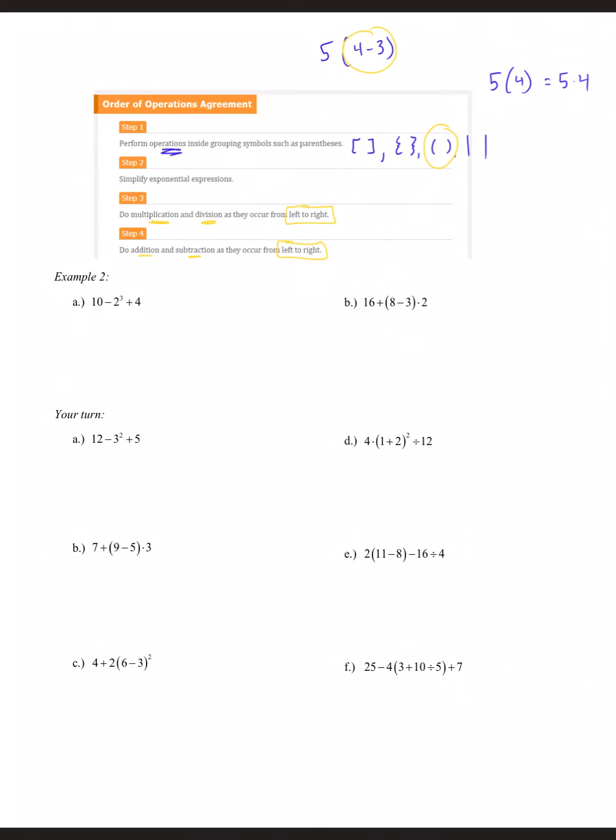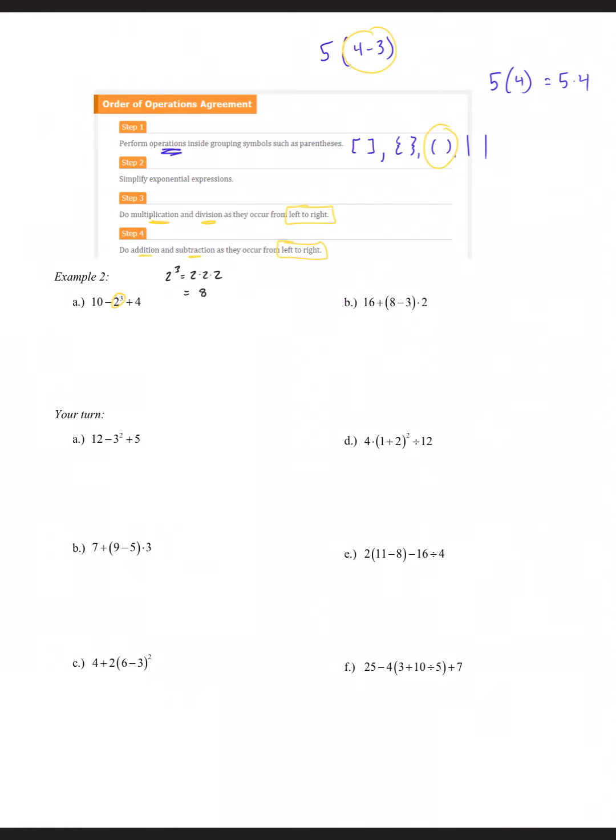So let's go ahead and look at the 2 problems from example 2. The first one, 10 minus 2 cubed plus 4. 2 to the 3rd power can also be said as 2 cubed. Well, we do not have any parentheses. However, we do have an exponent, 2 cubed. So we have to do that first. Now, if you need to, you can write this out. We know 2 cubed is the same as 2 times 2 times 2, which would be, right, 8.